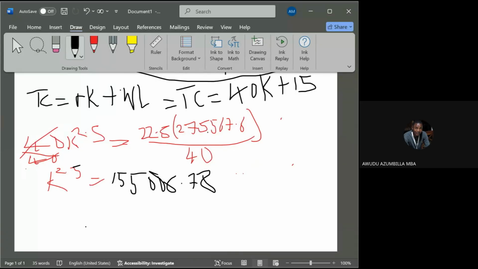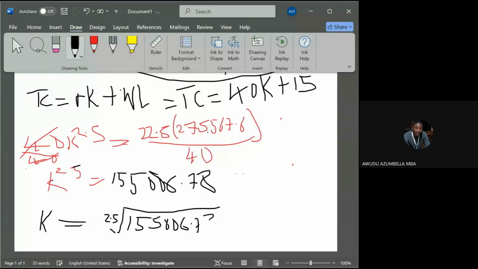So let's make K to stand alone. All this while we are trying to find the value of K. So let's make K to stand alone. Remember, we are going to get the 2.5 root of 155006.78. Yes, also do this and see what we are going to get.